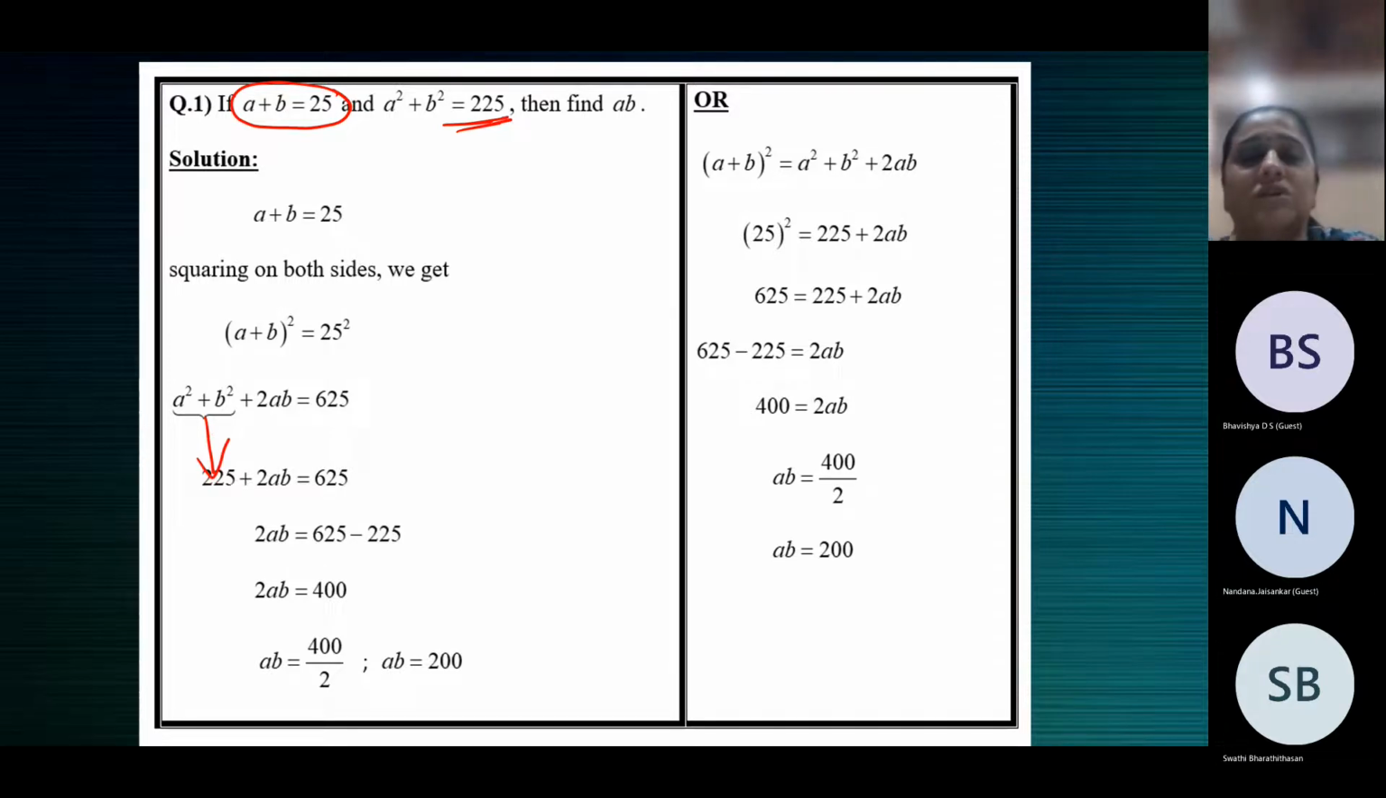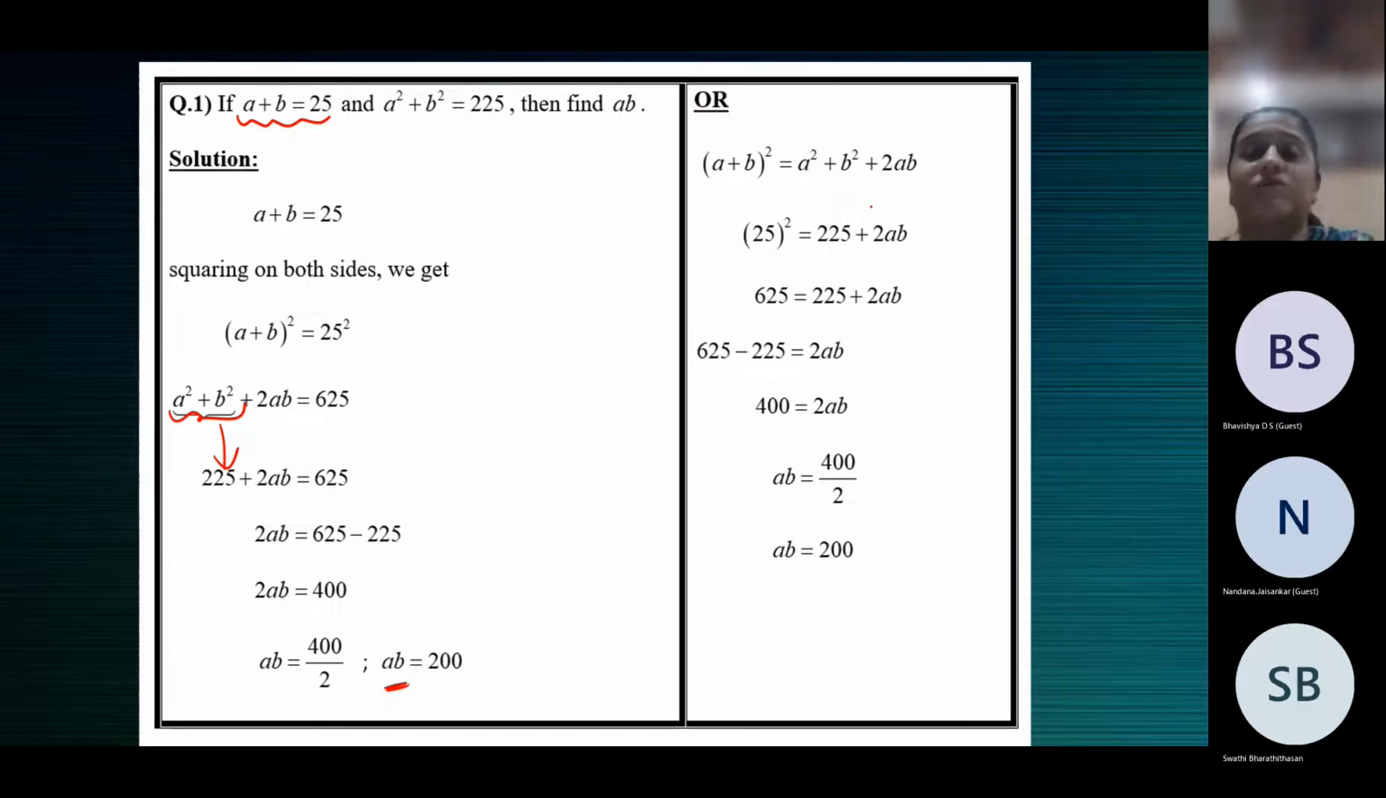Normally, all the information given in the question will be used somewhere or the other. Very rarely there is information in the question which is not needed. But normally, at least in questions like this, all the information in the question will be used in the answer somewhere or the other. So like this, we have made use of both the pieces of information. We started with this and squared it on both the sides. And then when we got a square plus b square, we replaced that with 225. So like that, we found ab.